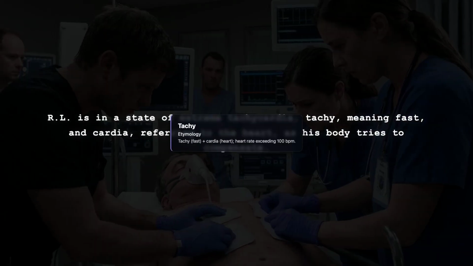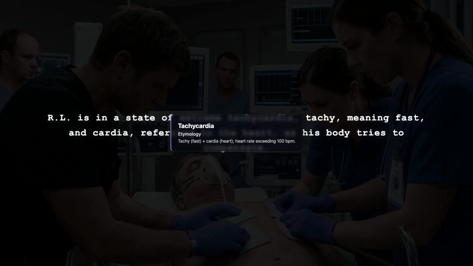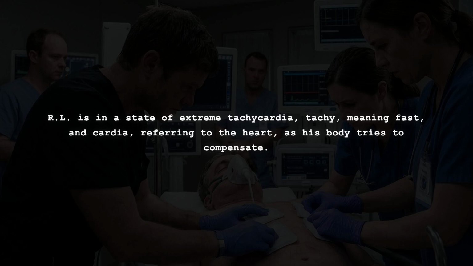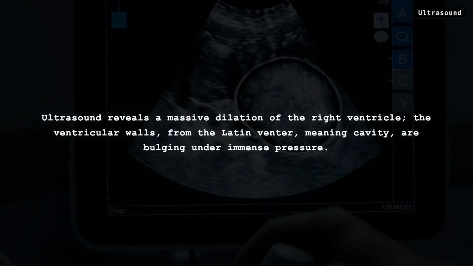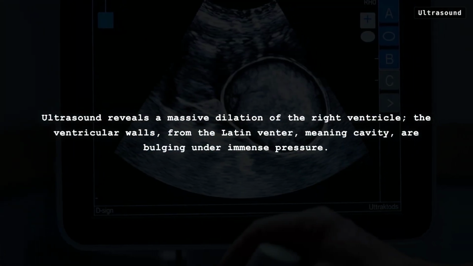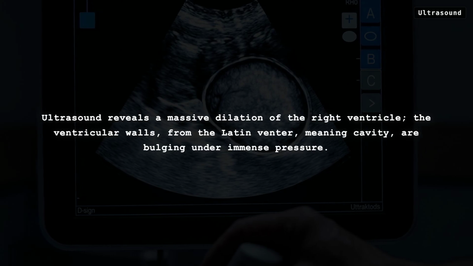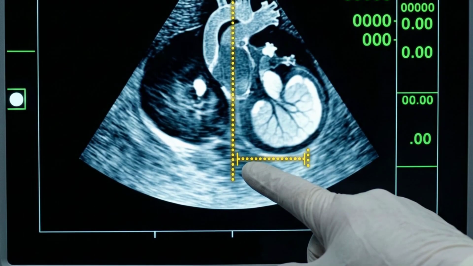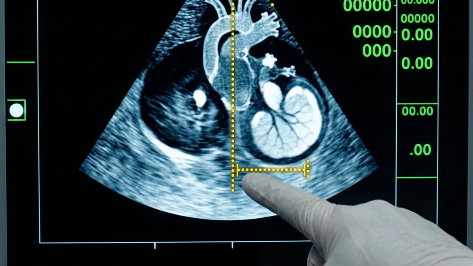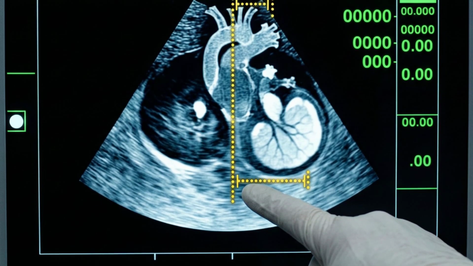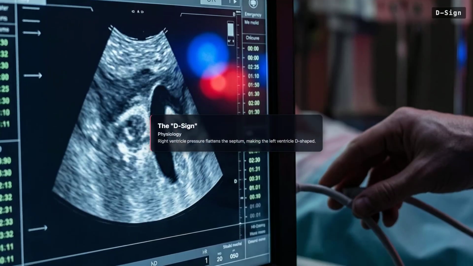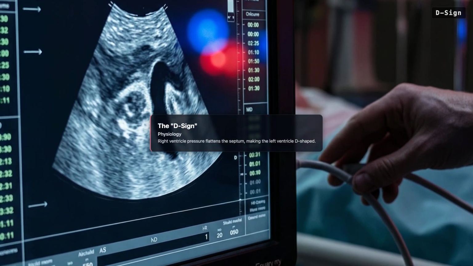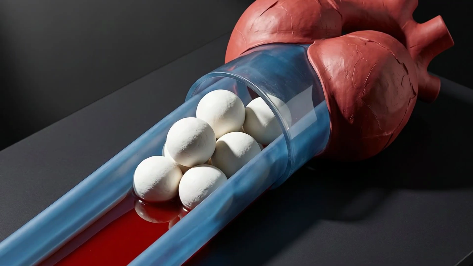RL is in a state of extreme tachycardia, tachy meaning fast, and cardia referring to the heart, as his body tries to compensate. Ultrasound reveals a massive dilation of the right ventricle. The ventricular walls, from the Latin venter, meaning cavity, are bulging under immense pressure. Normally, the right ventricle is smaller than the left, but here, the ratio is greater than 0.6:1. The interventricular septum is actually bowing into the left side, creating a D sign on the monitor. It is a biological vapor lock.